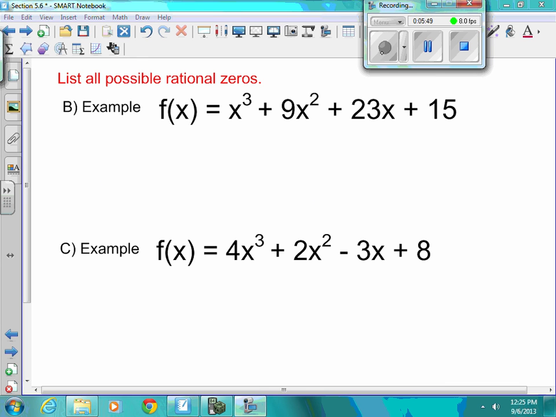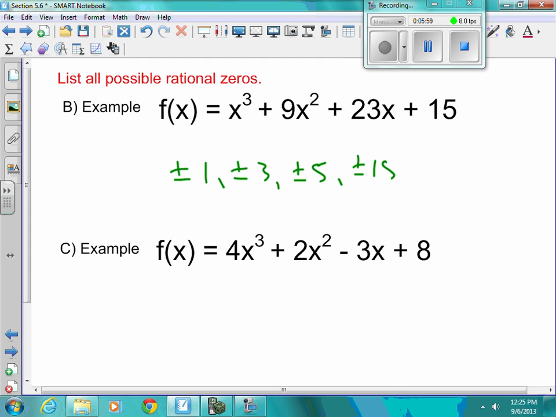Here are some examples that you can try. I'm just going to give you the answers to them, and I'll leave you to attempt the problems. So that's what the rational zeros you should get from this example. And for this example, these are the following rational zeros that you should end up with.